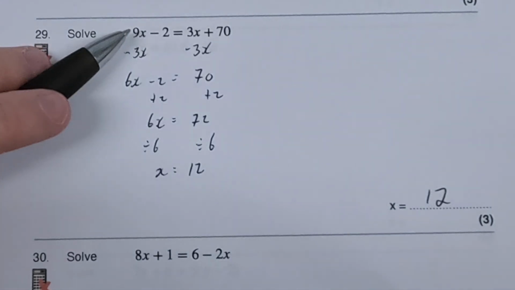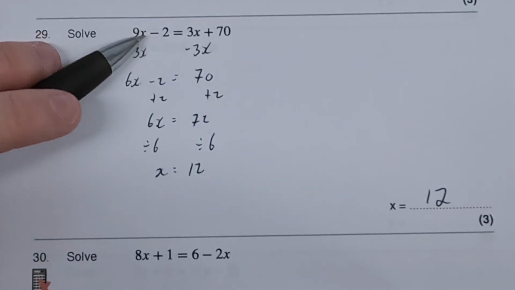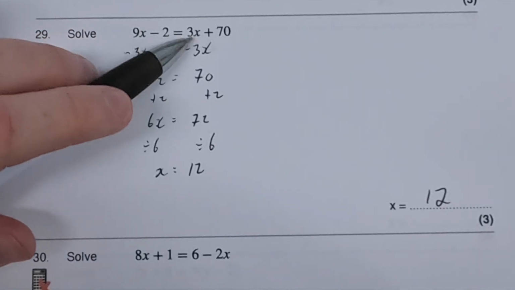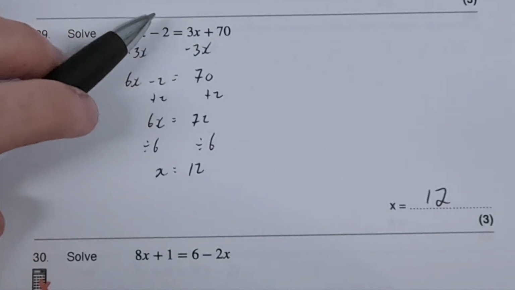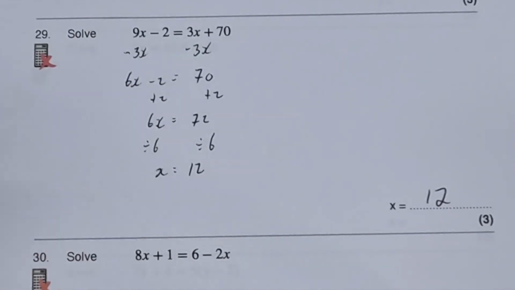Let's just check it. 9 times 12 is equal to 108. Take away 2 is 106. 3 times 12 is 36. Add 70 is 106. So you get 106 equals 106. So that's it, we're done. Okay, let's look at our next question, question number 30.